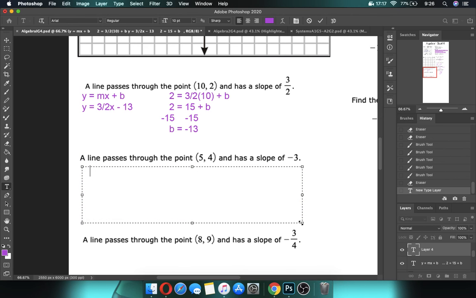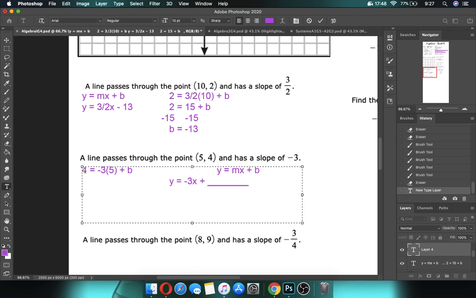So we're looking for y equals mx plus b. And what do we know? We know that y equals negative 3x plus something. Oh, I hope none of y'all are hearing my stomach rumble. So what do we have? We have a y, that's 4. We have a slope, which is negative 3. We have an x, which is 5. And then it's plus b. That's what we're trying to solve.